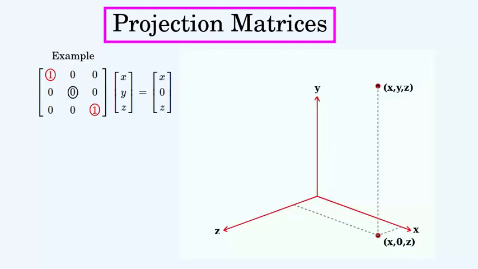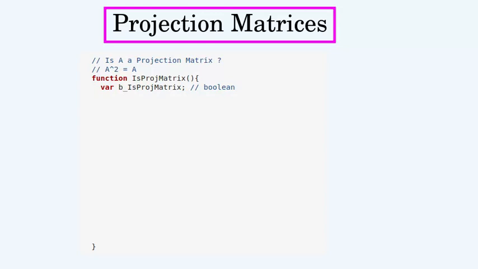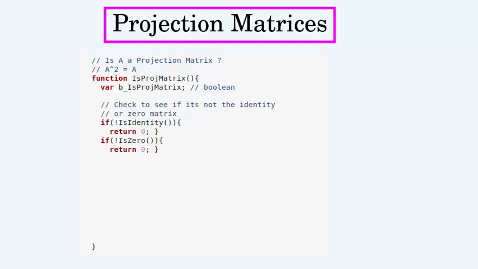So this is an example of a projection matrix projecting a 3D vector onto a 2D surface so that it loses its y component. So now to create a function to determine whether or not a given matrix is a projection matrix, we'll declare the function with its only internal variable, which is the return variable, a boolean. And we'll check here to see if it's not the identity or zero matrix, which won't change under conjugation. I decided to define these matrices to not be projection matrices, but you can leave these statements out if you wish to include them as projection matrices.